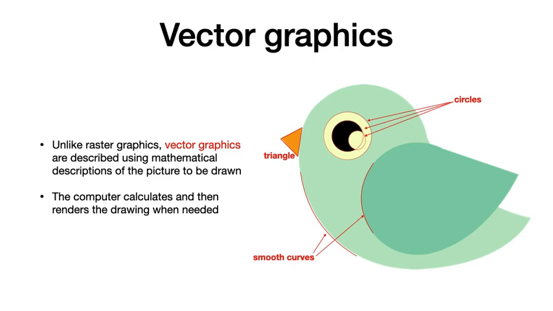The way to imagine this is to look at this picture of a little bird here. We can look at the eye and see that the eye is basically a circle. Inside it is the pupil, which is another circle, and we can even use another circle here to make the eye more realistic. Or the beak is actually a triangle. The body and the wing are formed by nice smooth curves. So we can use mathematical formulas to draw these pictures.